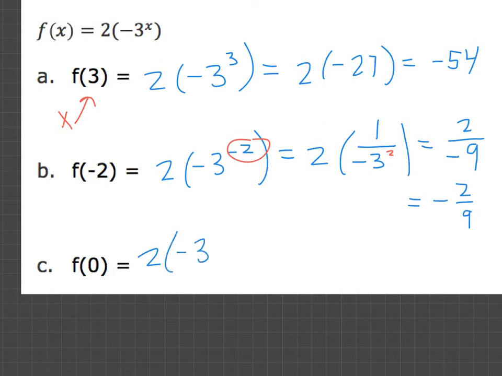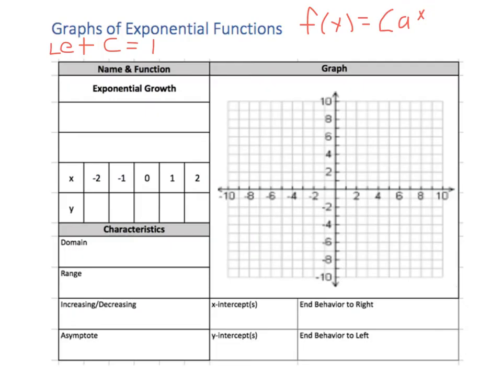All right, f of 0. So anytime we have an exponent of 0, it's going to result in 1 with the negative out in front. So we get 2 times -1, or -2. Let's look at the graphs of exponential functions.